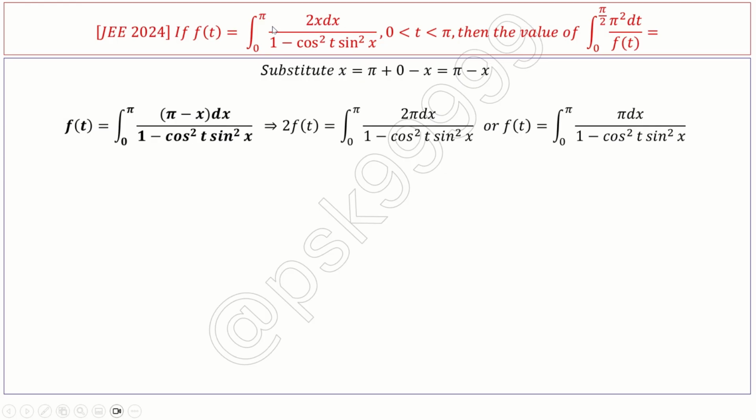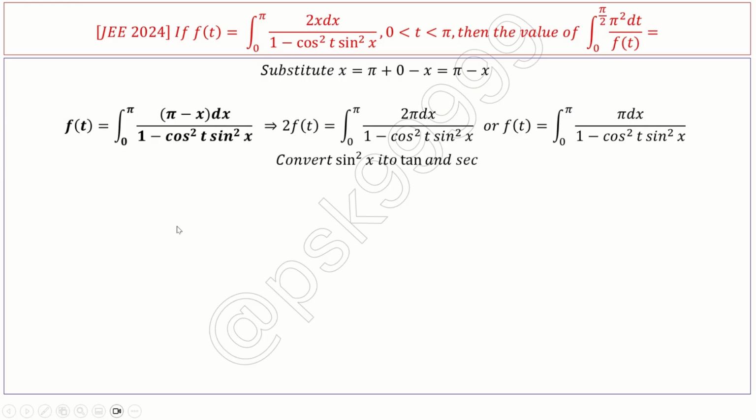Now if you combine this one and this one, the x term will go off. So 2 f of t equals integration from 0 to pi of 2 pi dx divided by 1 minus cos square t sin square x. If I cancel 2 on both sides, f of t is nothing but integration from 0 to pi of pi dx divided by 1 minus cos square t sin square x.